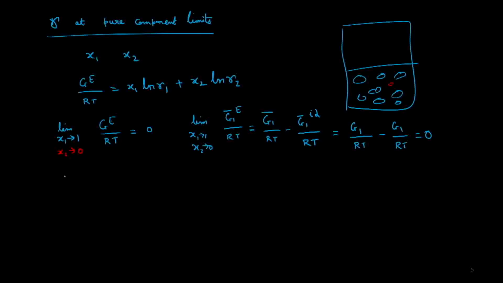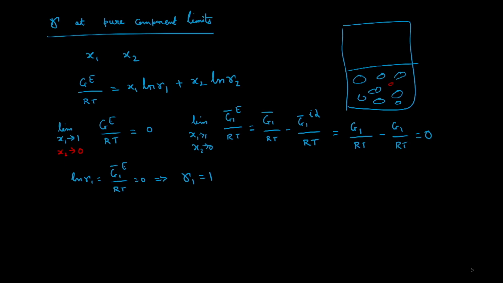If this is 0, what this means is ln gamma 1, which is G1 bar E over RT, equals 0, or gamma 1 equals 1. It's approaching ideal solution behavior. So the activity coefficient for that species will approach 1.